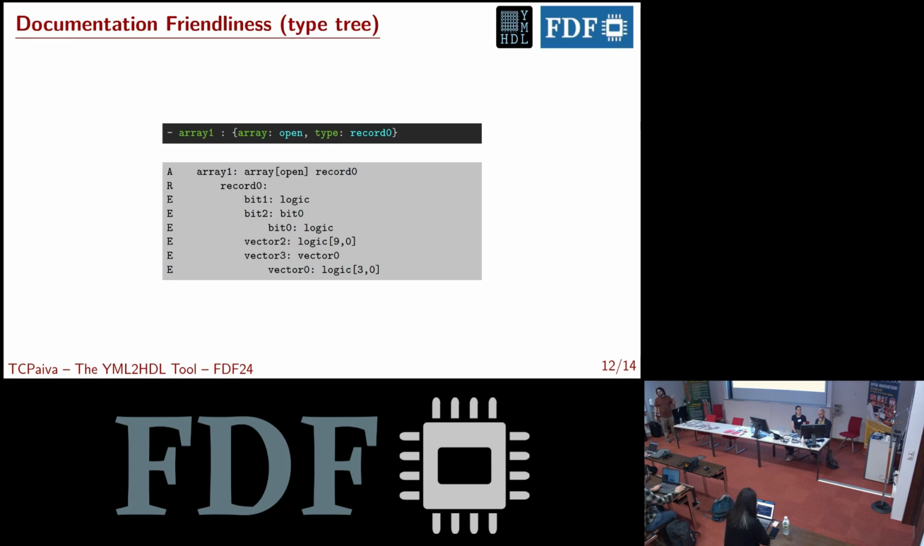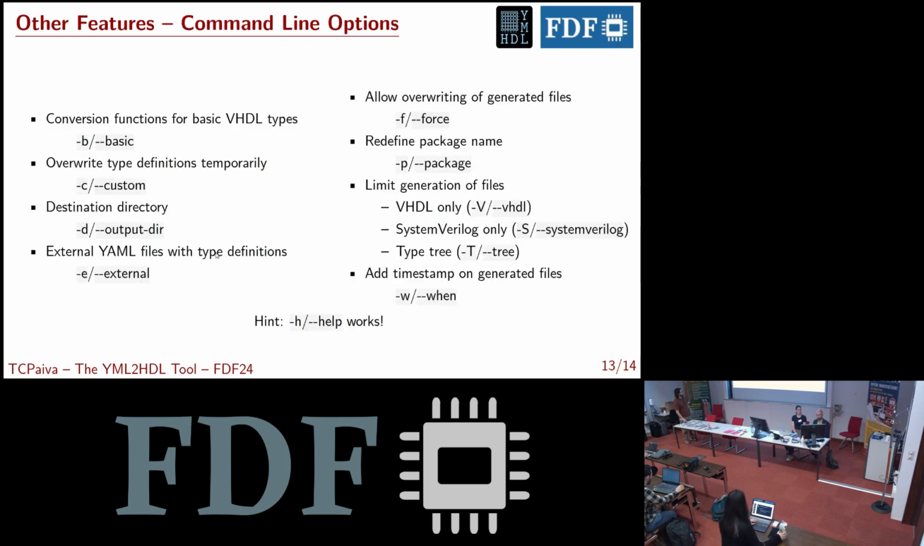And I told you that it helps with the documentation. What happens? You have the array one that's defined as array type open, and its element is a record. It will create an expanded view of the type, so you don't need to look for where the subtypes, the inner types, are. So, oh, I don't remember what record 0 is, so it's expanded there. I don't remember what bit 1 is, so you don't need to look for that in the files that you have defined.